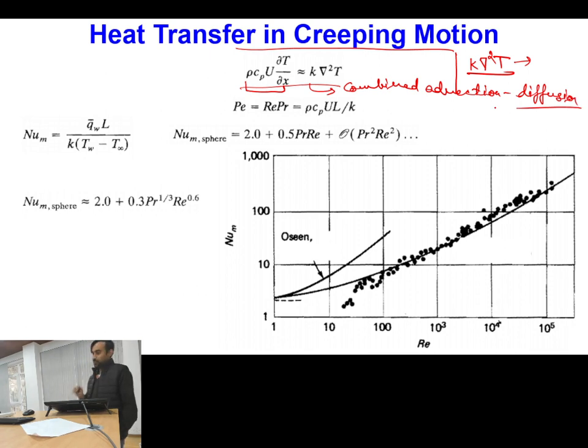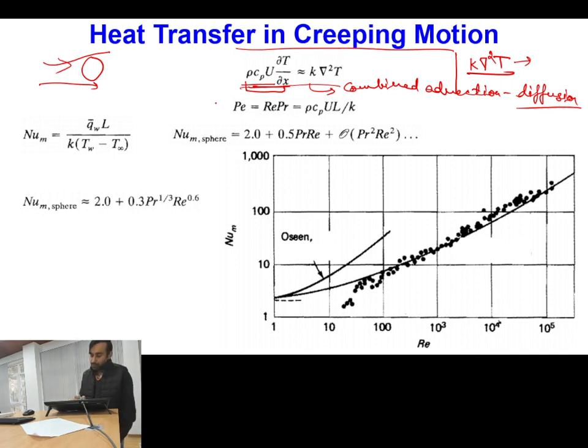Combined advection diffusion equation, where the right hand side represents the diffusion and the left hand side represents the advection. If you see, particularly in the advection term, I have not accounted for velocity in all directions. Why? Because advection will be majorly dominant in the direction of the flow. So that's why while defining the advection term, only one direction is considered, which is the direction of the flow. Is this point clear?